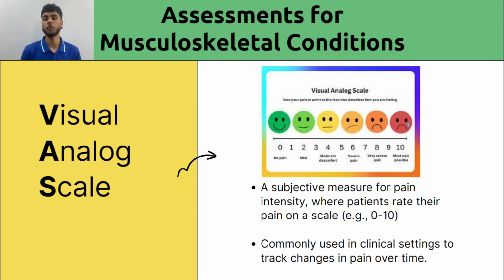Alright, so I will be talking about the assessments for musculoskeletal conditions. The first one is the visual analog scale. It is a subjective measure for pain intensity where patients rate their pain on a scale from 0 to 10. 0 is no pain, 2 means mild pain, 5 means moderate, and 10 means it is very painful for the patient. It is commonly used in clinical settings to track changes in pain over time.